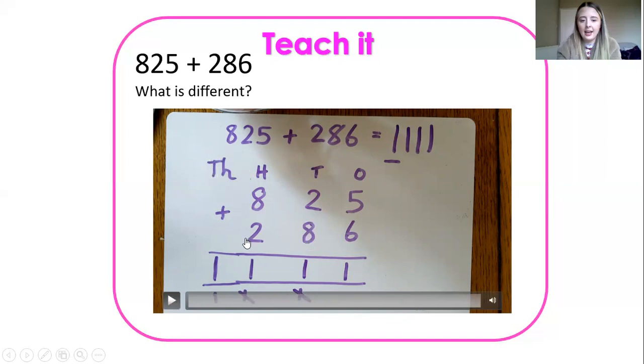Because 10 tens is 100, but 10 hundreds is 1,000. So we've got an extra column here. Okay, I didn't cross that one out, but I should, shouldn't I? So we've ended up with 1,111.